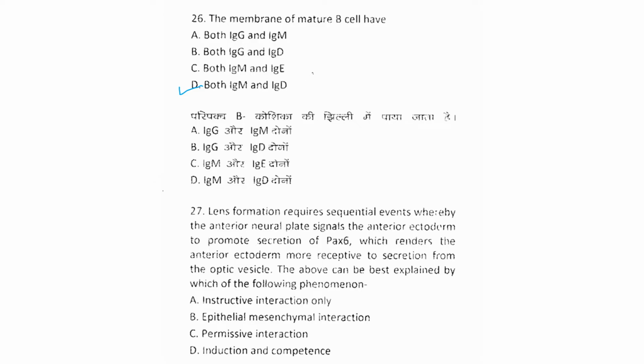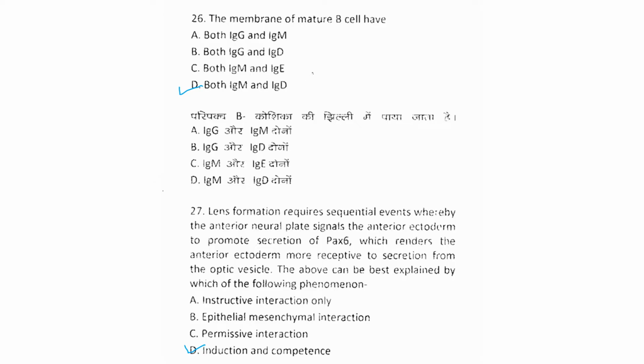Next question is, lens formation requires sequential events whereby the anterior neural plate signals the anterior ectoderm to promote secretion of PAX6, which renders the anterior ectoderm more receptive to secretion from the optic vesicle. The above can be explained by which of the following phenomena? A. Instructive interaction only. B. Epithelial mesenchymal interaction. C. Permissive interaction. D. Induction and competence. Answer will be D.